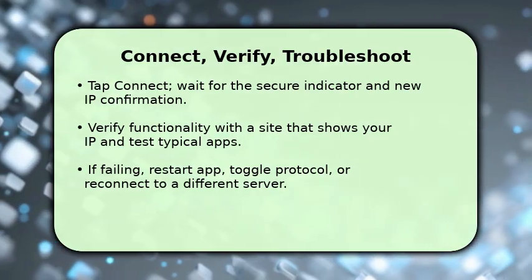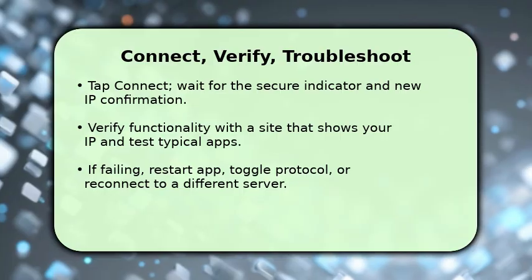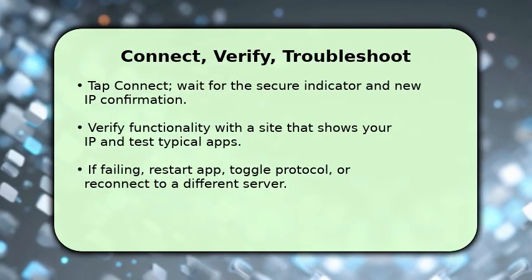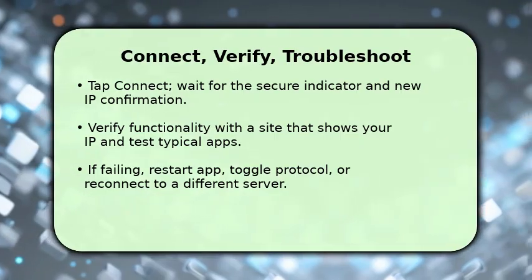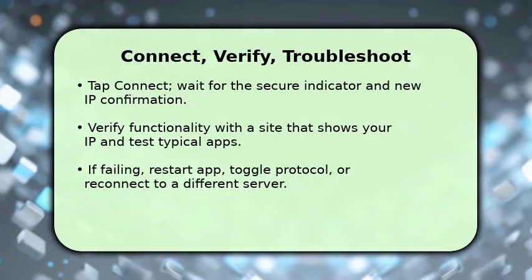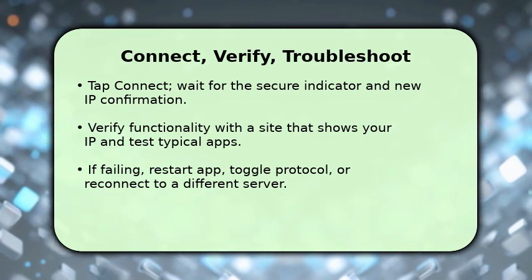If something goes wrong, don't panic. Restart the Edge VPN app, try a different protocol, or switch to another server. If issues persist, reboot the device and recheck permissions. Those steps resolve most connectivity problems quickly.